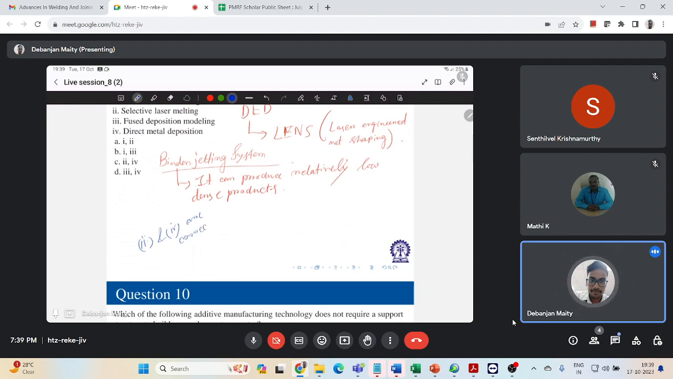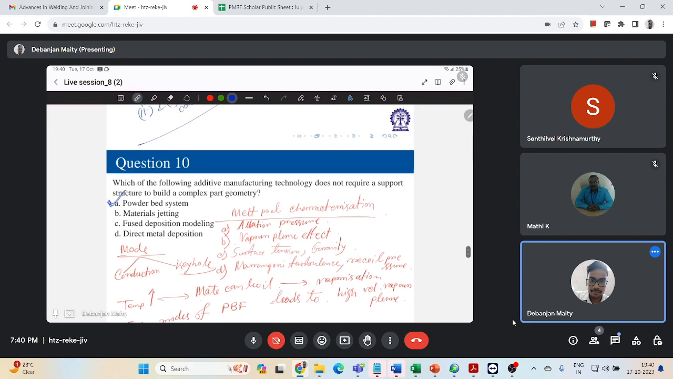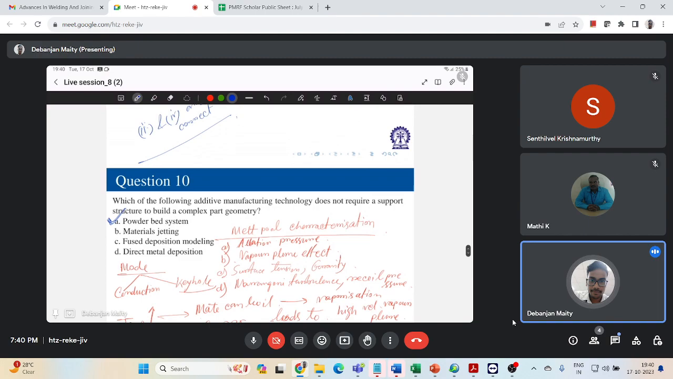If you do not agree, you can mention it here. And then the last question says, which of the following additive manufacturing technologies does not require a support structure for complex part geometry? I have mentioned this during my discussions. It's the powder-based system, right? A powder-based system does not require a support structure.